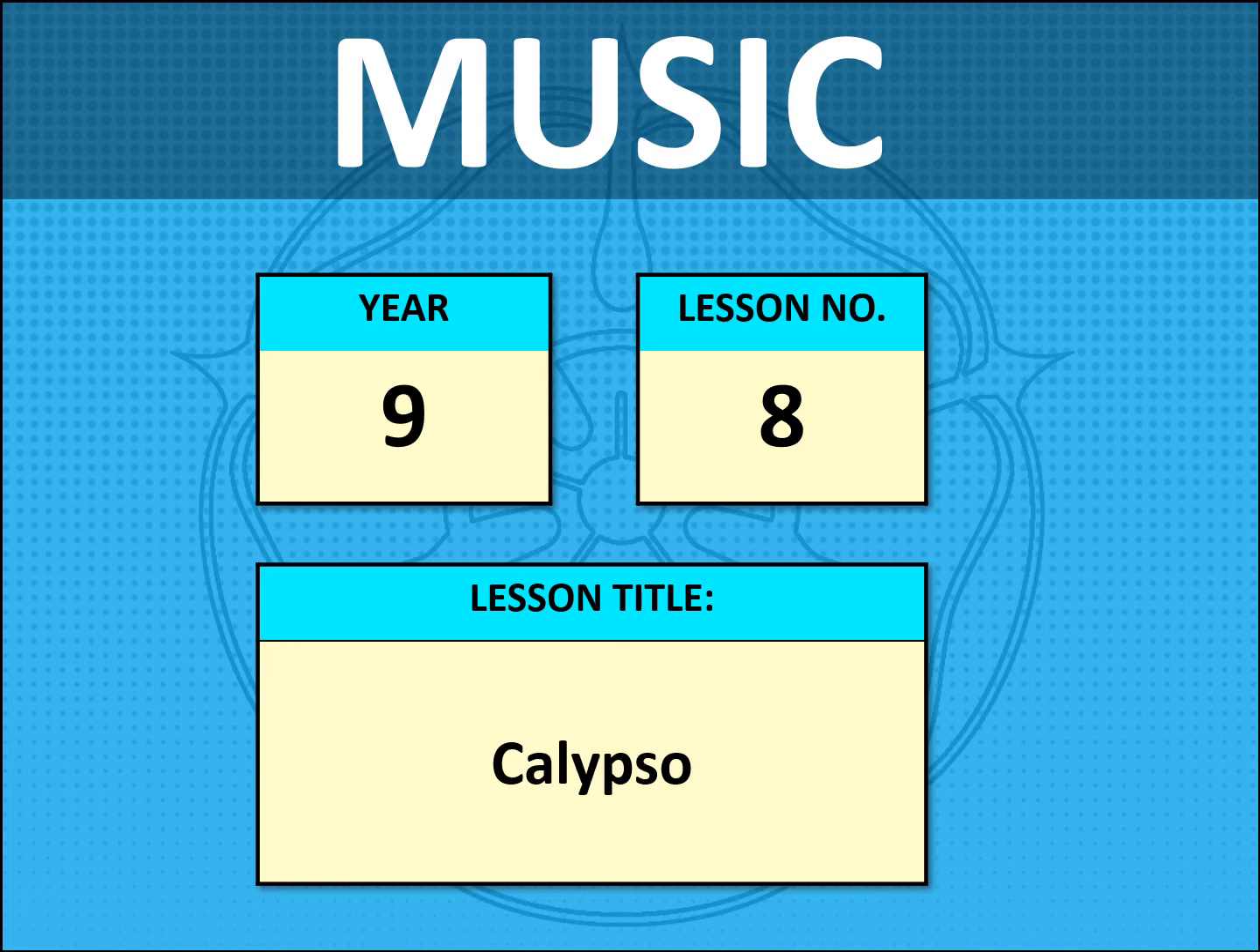Year 9, welcome to your lesson 8 of the summer 2 term topic. Today you are going to be looking at Calypso, another type of music from the Caribbean. You might think back to types of music that we've looked at already from the Caribbean and think, are there any similarities between this?